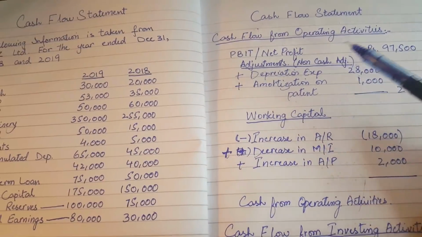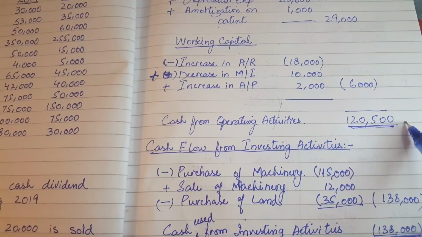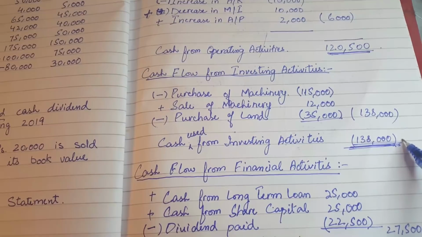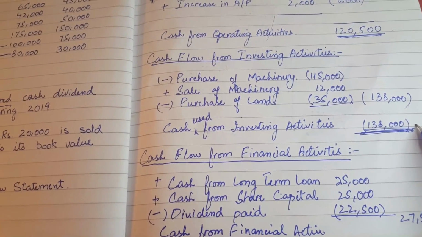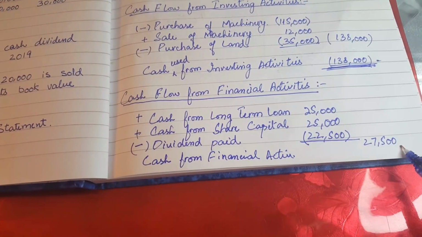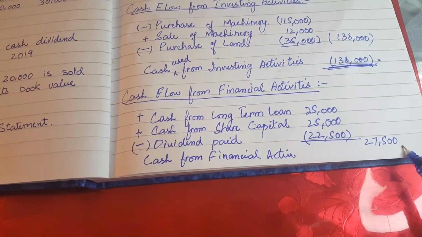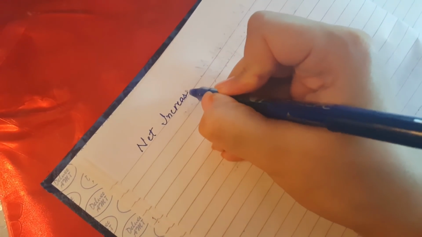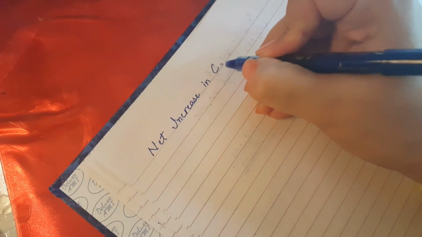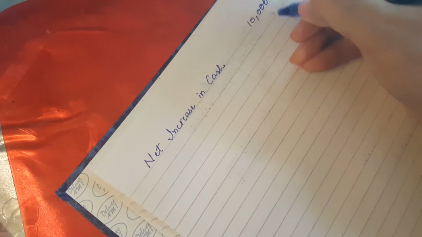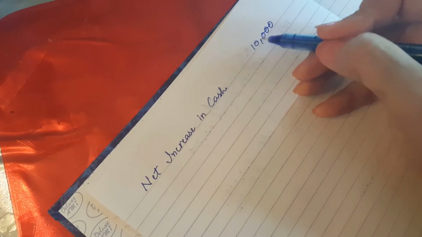First we made the cash from operating activities. This positive figure is the cash from operating activities. Then we calculated the cash from investing activities, which is a negative figure, that is cash is used in investing activities. And then we see here 27,500, it is the cash from financial activities. When we calculate these, the answer comes, so we will write it as net increase in cash, that is 10,000. Okay, so this 10,000.